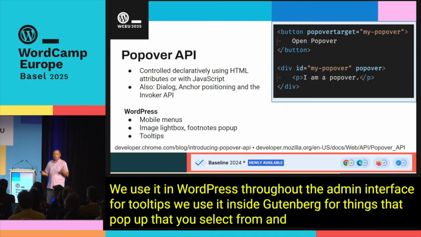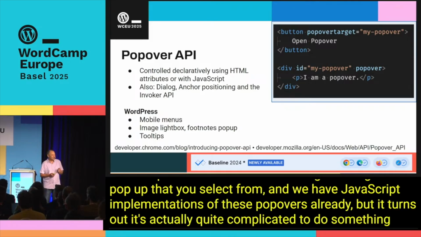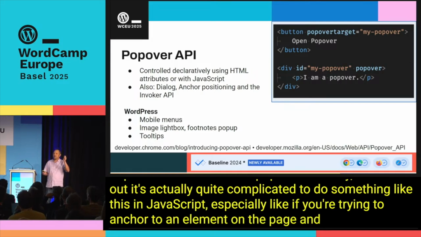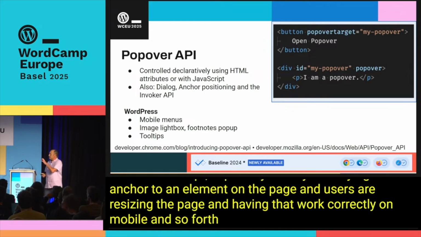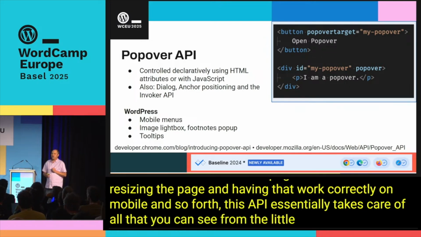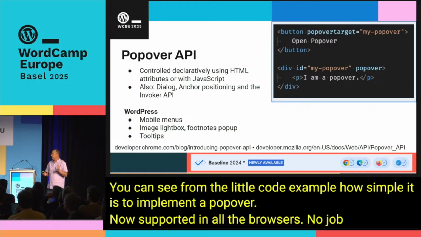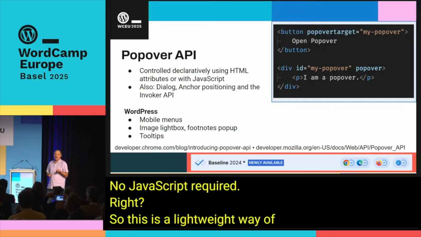And we have JavaScript implementations of these popovers already, but it turns out it's actually quite complicated to do something like this in JavaScript, especially if you're trying to anchor to an element on the page and users are resizing the page and having that work correctly on mobile and so forth. This API essentially takes care of all that. You can see from the little code example how simple it is to implement a popover now, supported in all the browsers. No JavaScript required, right? So this is a lightweight way of implementing something we've had in the past.